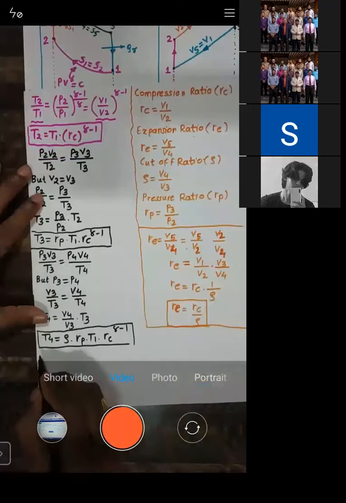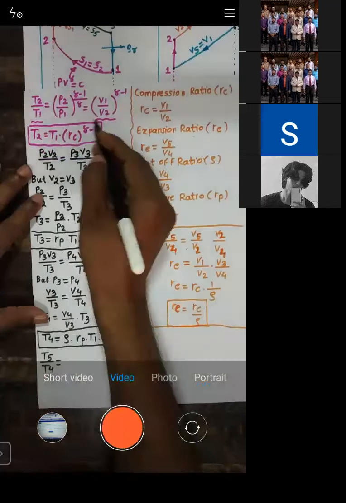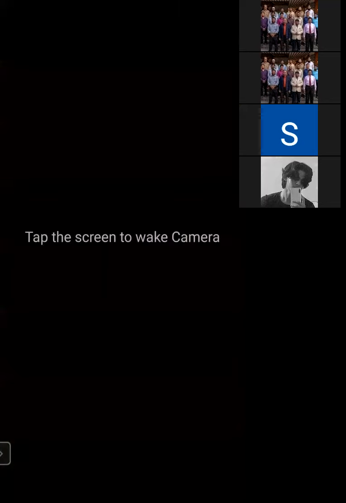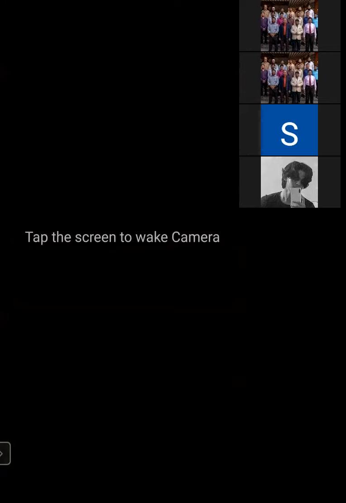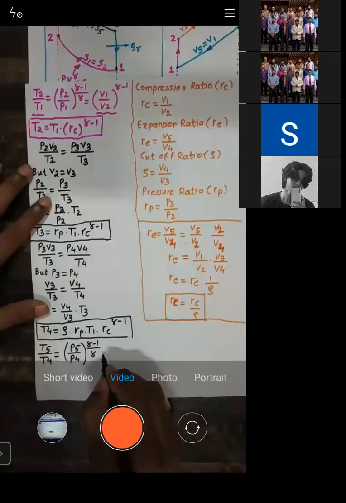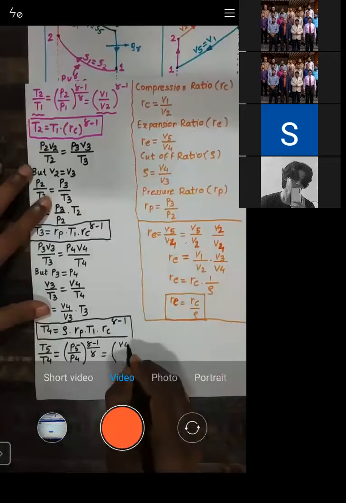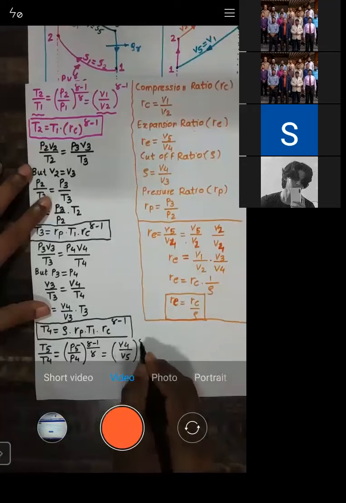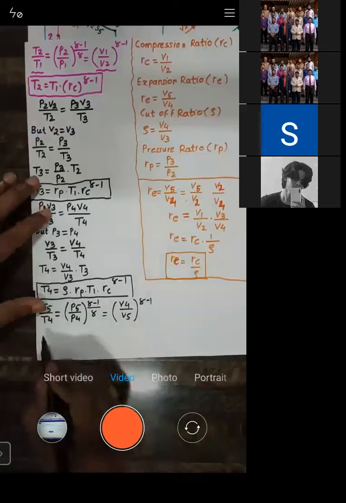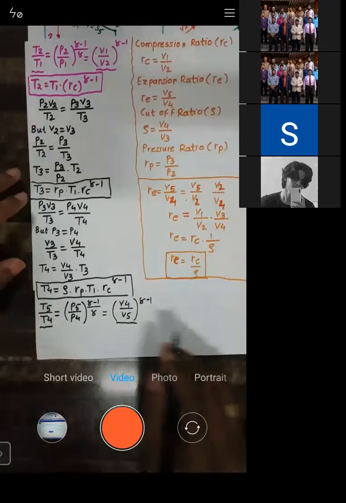Okay, so T5 by T4 is equal to, you can see the same expression as before, I'm writing T5 by T4 is equal to (P5 by P4) raised to power (gamma minus 1) by gamma, which is equal to (V4 by V5) raised to power gamma minus 1. Okay, now again I will equate these two.